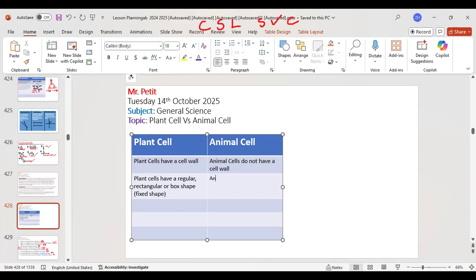Whereas animal cells have a what? Irregular and what? Roundish shape, right? Irregular and roundish shape.